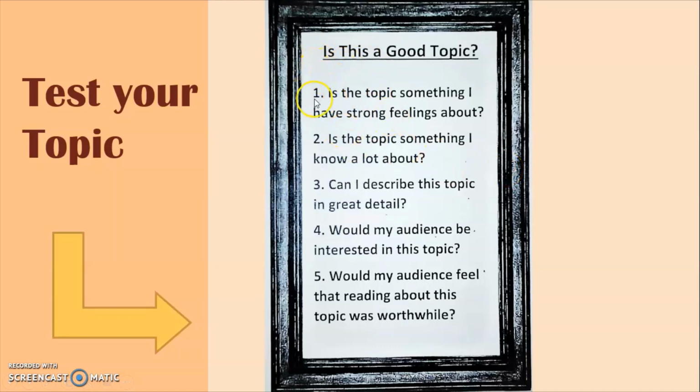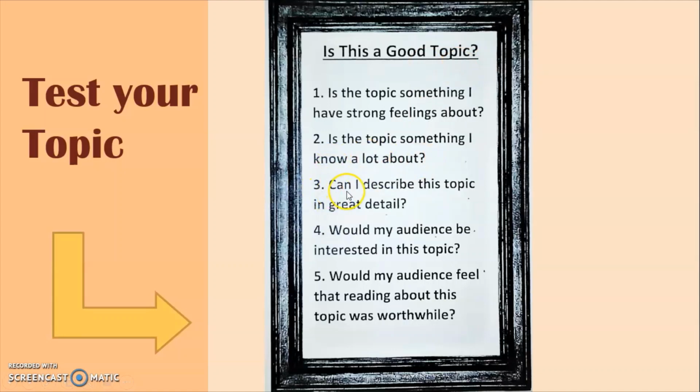You have to ask yourself, number 1, is the topic something I have strong feelings about? If you can say yes, then you know you're on the right track. Number 2, is the topic something I know a lot about? If you remember in my video yesterday, I talked about the Japanese tea gardens. However, I've never actually visited that place. So is the topic something I know a lot about? Well, not really. So if I said no to number 2, then I know I need to change my topic. That could not be my topic.